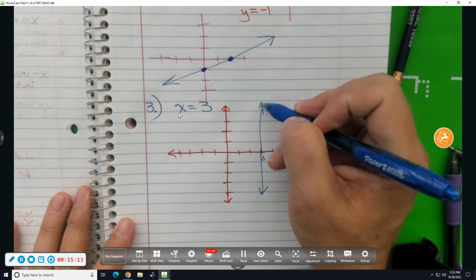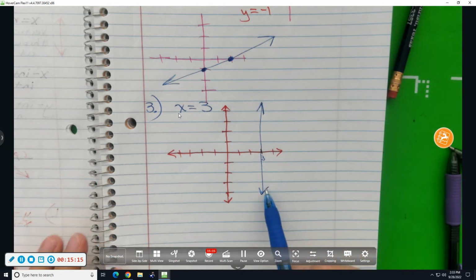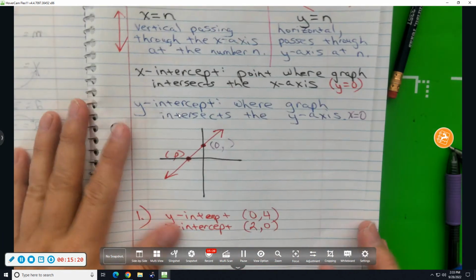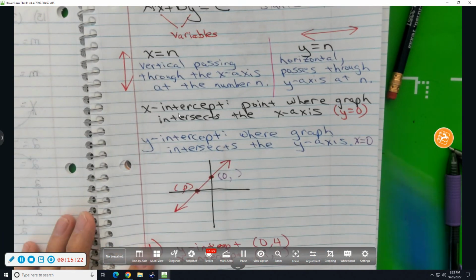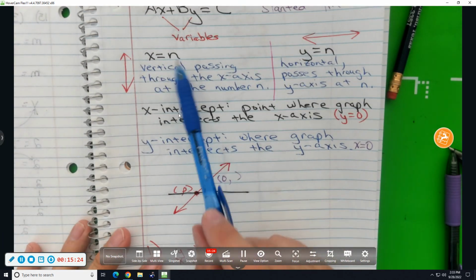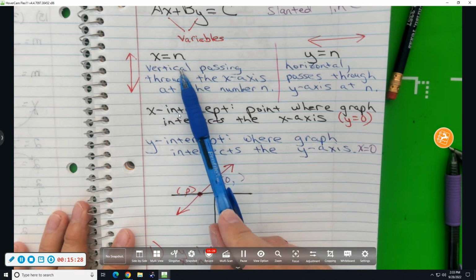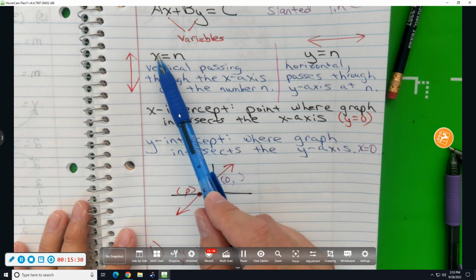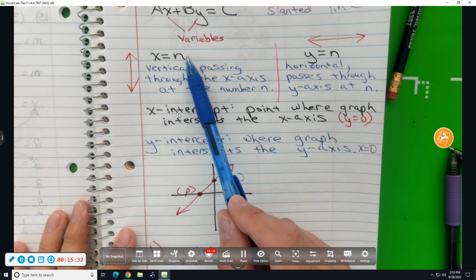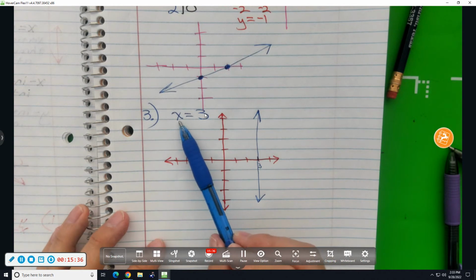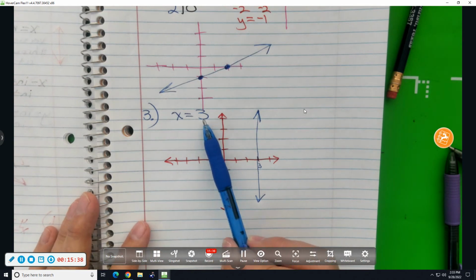If there's an x and no y, you expect your graph to be vertical. Going back to what I stated over here: if your equation can be written in the form x equals a number, you expect the graph to be vertical, passing through the x-axis at that number on the right-hand side. So it's a vertical line passing through the x-axis at 3.